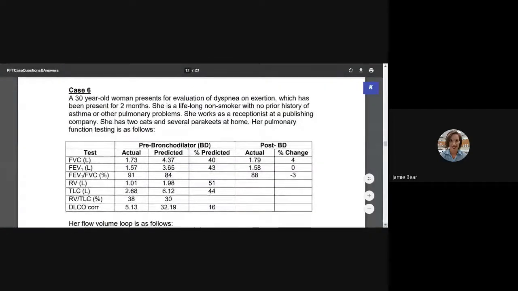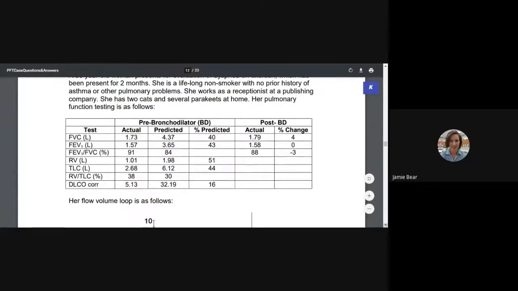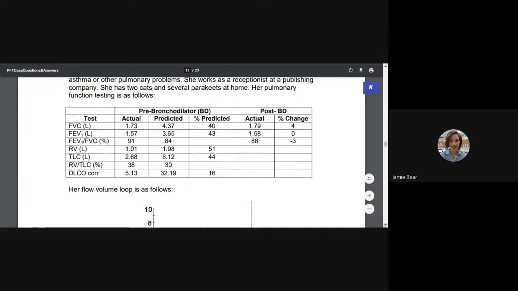Case 6, a 30-year-old woman presents for evaluation of dyspnea on exertion, which has been present for 2 months. She is a lifelong non-smoker with no prior history of asthma or other pulmonary problems. She works as a receptionist at a publishing company. She has 2 cats and several parakeets at home. Her pulmonary function testing is as follows.